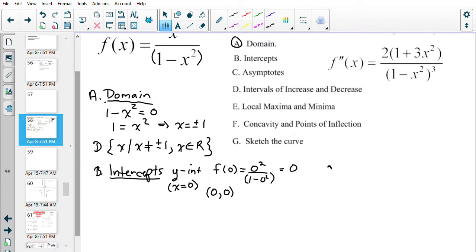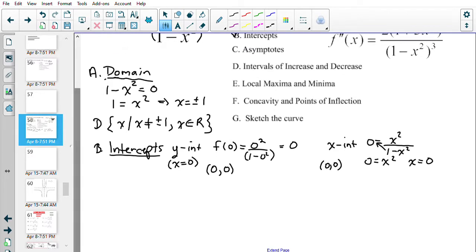To find your x-intercept, you set y equal to 0 and solve. Setting y equal to 0, you cross multiply. You still get 0 equals x squared. So you get the exact same point that you did for the y-intercept, but that tracks because it's the origin. And so your x-intercept is also the point 0, 0, but there were no other points as well. So now we found our x and our y-intercepts. Domain is done. Intercepts are done. We will now go in and look at the asymptotes.